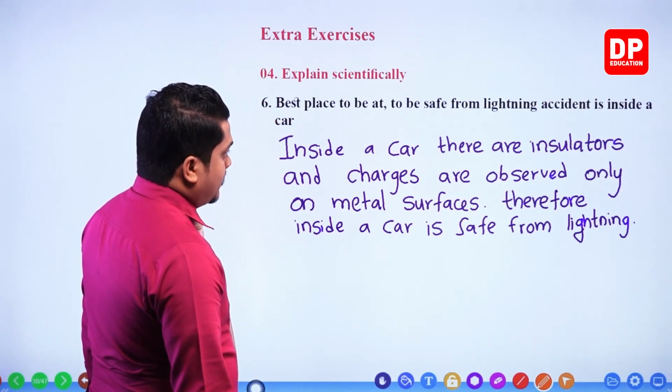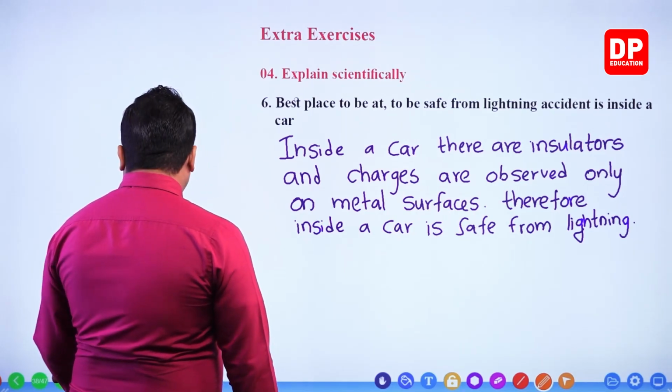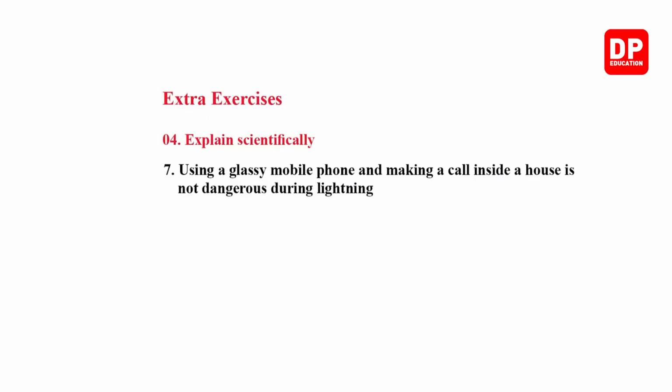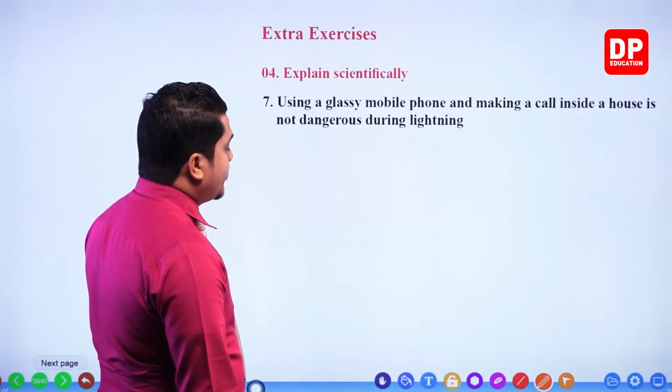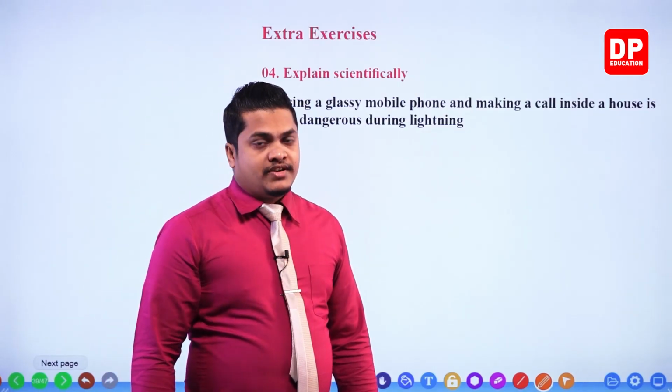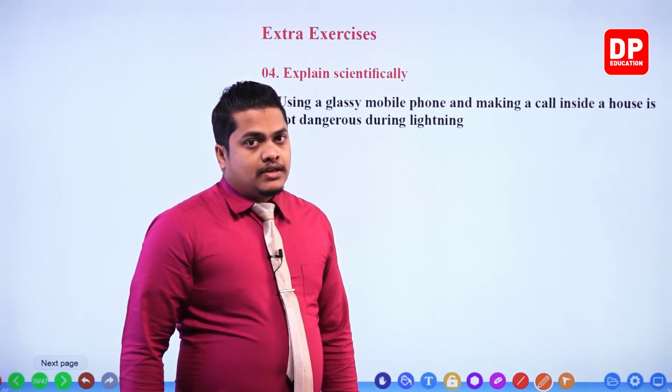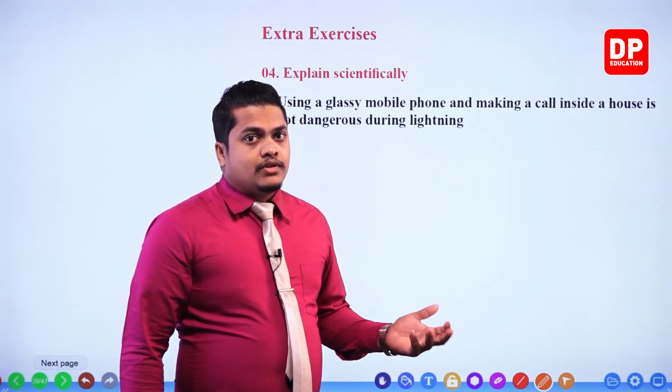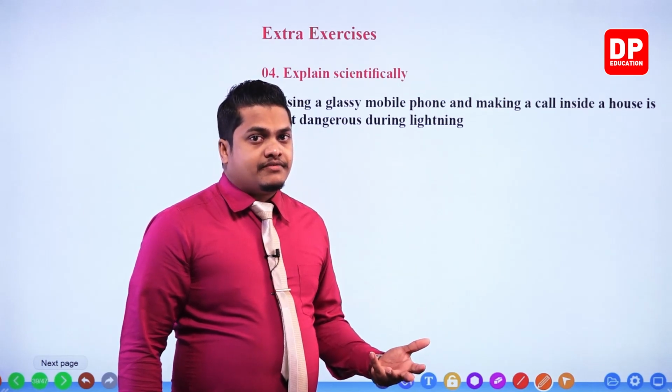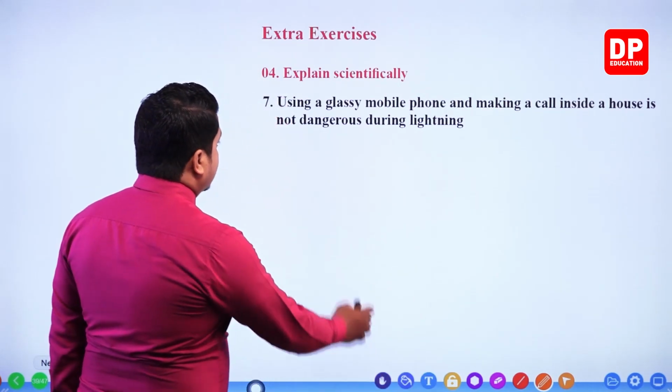Right. Next one, question number 7. Using a glassy mobile phone and making a call inside a house is not dangerous during lightning. Yes, why is that? Because there are no conductors to conduct electricity, so it is safe, right? So we can write the answer.